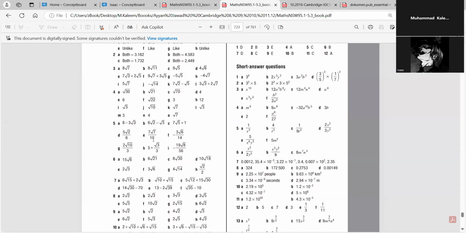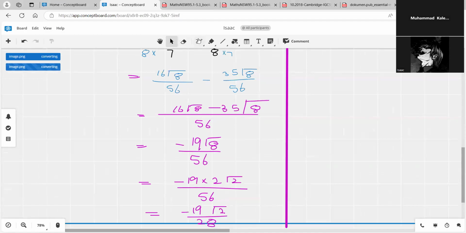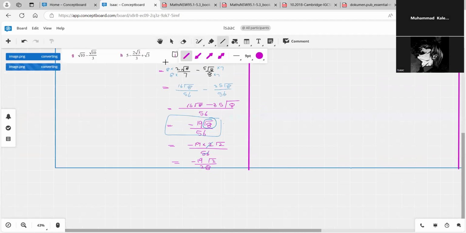You made the mistake at the end. This one is its answer. Even though there is no need to simplify it, if you did the simplification, it's also correct. Like I did here, you can see. This is the answer in the answer sheet, but I solved it further. I just wrote this root 8 as 2 root 2, then I cancelled out this 2 with 56. If you are simplifying it, it will be 19 times root 2 over 28. Got it? Yes.